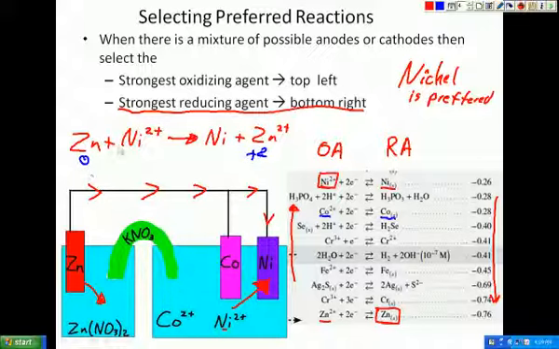And therefore, if you remember our acronym, LEO, losing electrons is oxidation, is the anode. So please label your pictures and say things like anode, cathode. Okay, and that's how we do selecting preferred reactions.